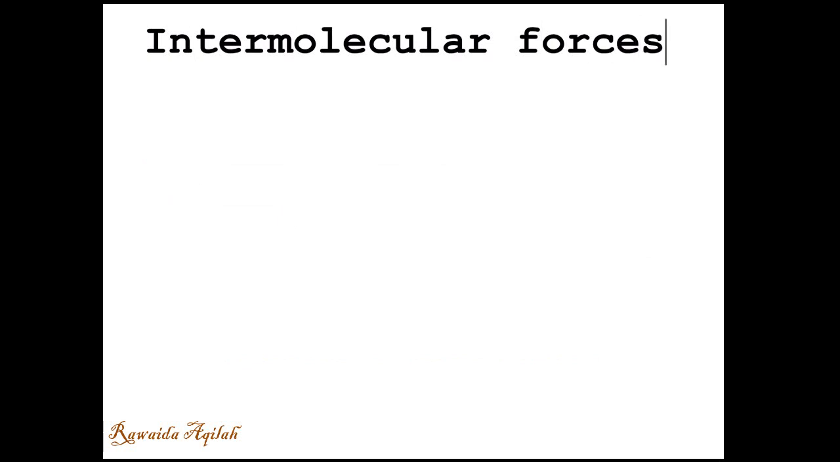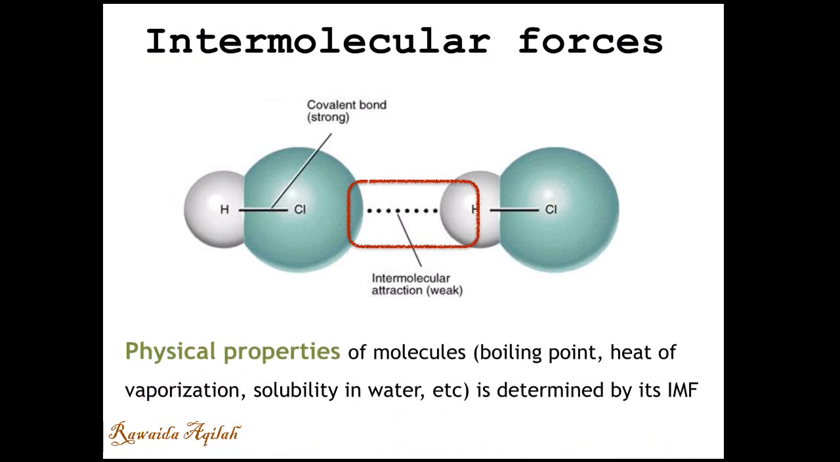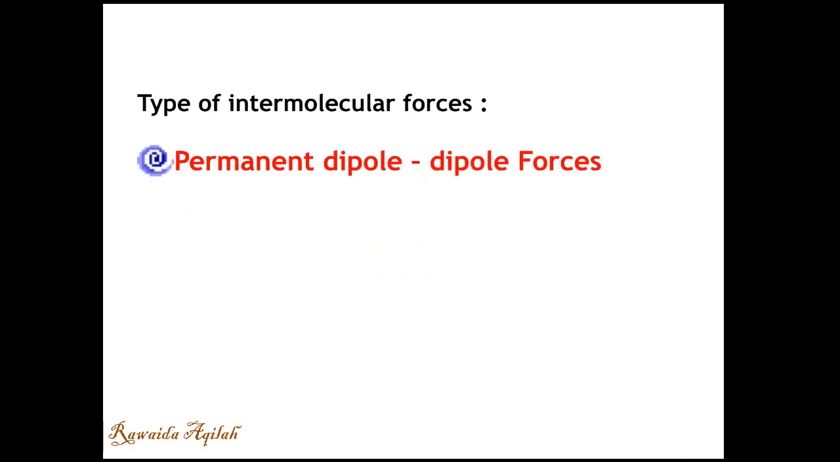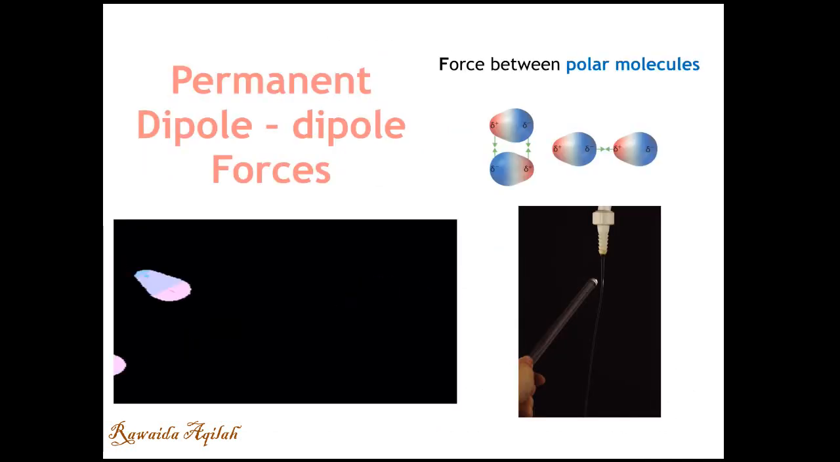Covalently bonded molecules have intermolecular forces between them. These forces are weaker than the covalent bond, and they determine the physical properties of the molecule. There are three types of IMF, which are permanent dipole-dipole forces, London dispersion forces, and hydrogen bonding. Permanent dipole-dipole forces are forces between polar molecules where the permanent dipoles attract one another. The delta positive of one molecule is attracted to the delta negative of another molecule. Since a polar molecule has a permanent charge, its liquid can be deflected when placed near a charged rod.